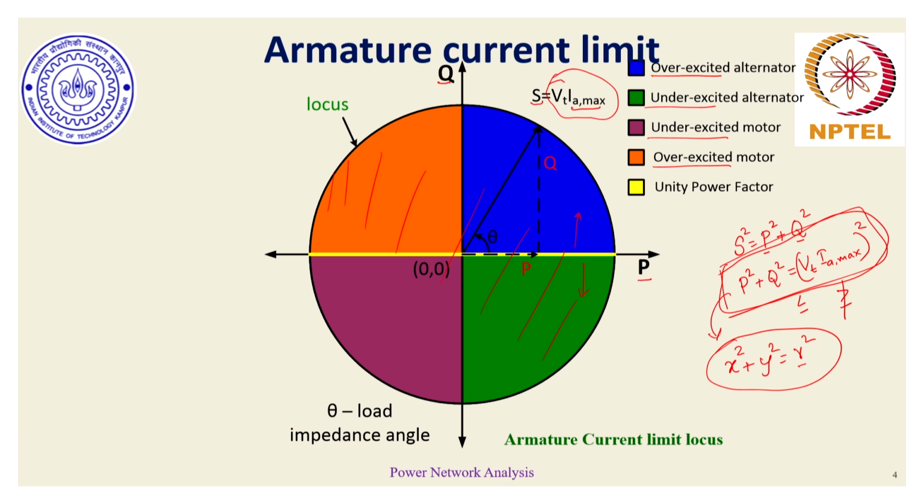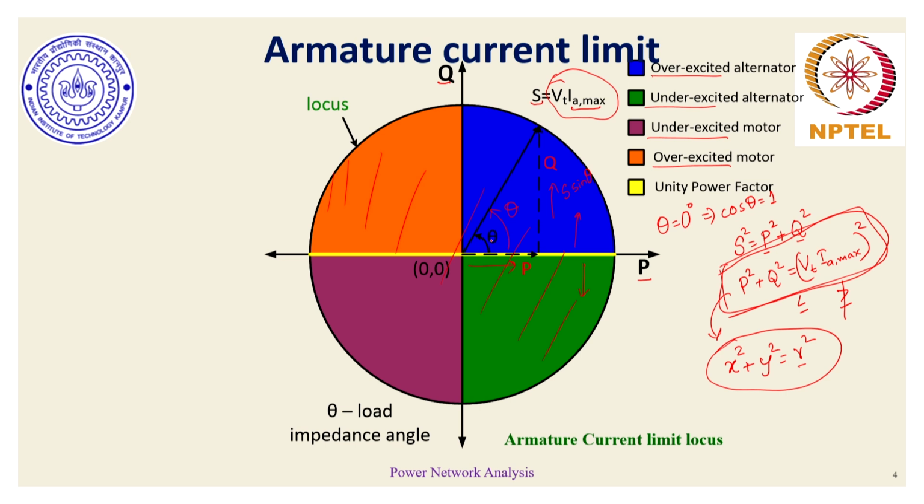And for a specific angle, theta equal to 0 degrees, where theta is the load impedance angle, the corresponding power factor would be equal to 1. The reason theta is marked like this is because if S is the radius of this circle, then S cos theta would be the real power, which is this measure, and S sin theta will be the reactive power, which is on the y-axis, and that's how the angle theta can be marked.